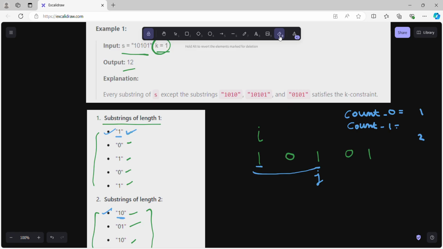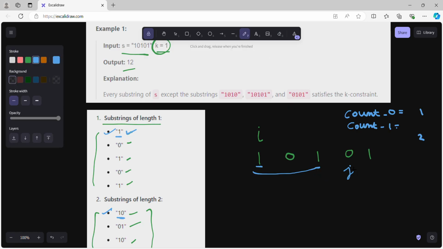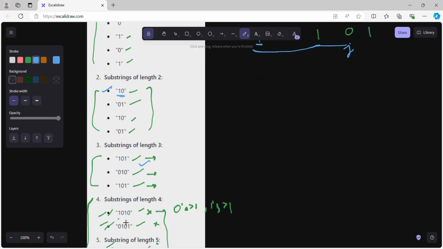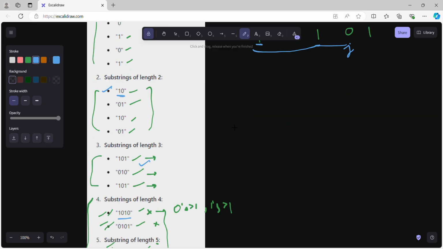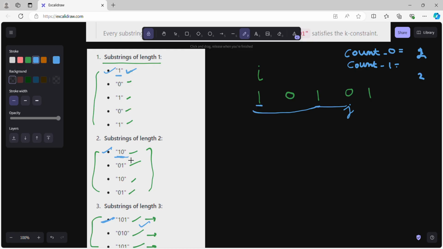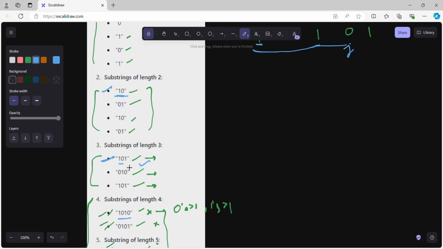Then my j is going to move further. As soon as my j moves further, you will see that I get this substring 1010. This 1010 is not a good substring because my number of zeros is not at most 1, and my number of ones is not at most 1, because my count of 0 is also 2 and count of 1 is also 2. So I don't need to consider it. I have calculated a total of 3 substrings as of now, one this and one this.